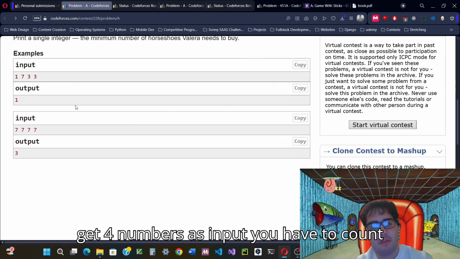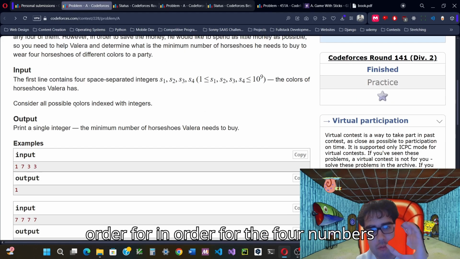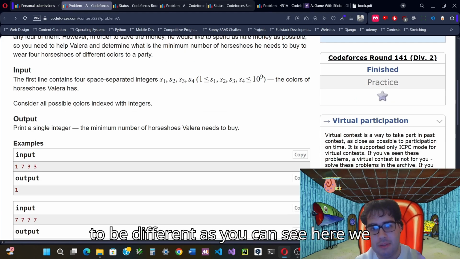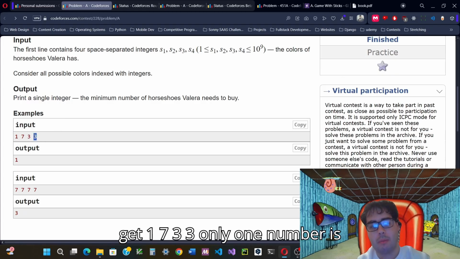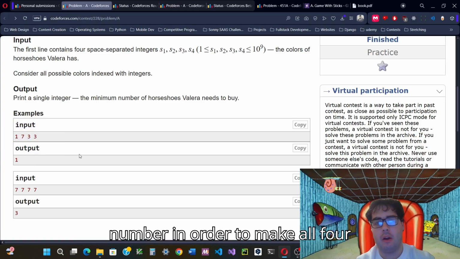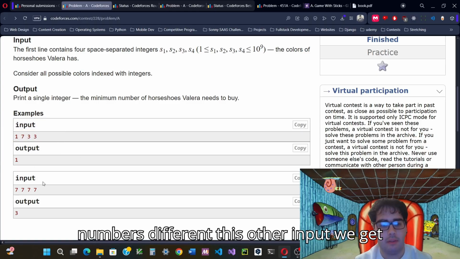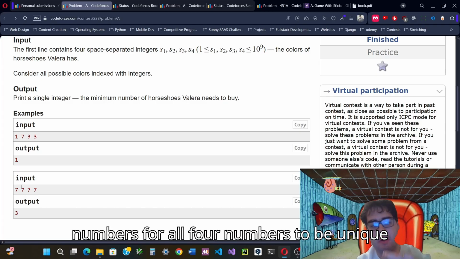Basically, you get four numbers as input. You have to count how many numbers you have to change in order for the four numbers to be different. As you can see here, we get 1 7 3 3. Only one number is repeating, so we have to change only one number in order to make all four numbers different. In this other input, we get four sevens. So basically, we have to change three numbers for all four numbers to be unique.